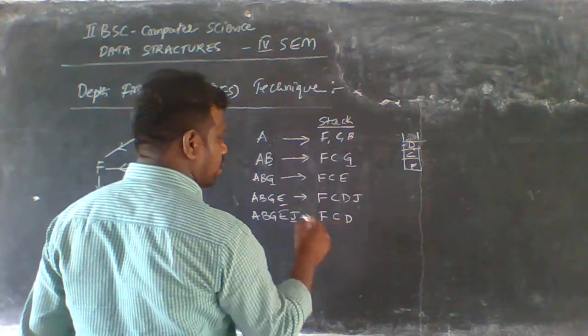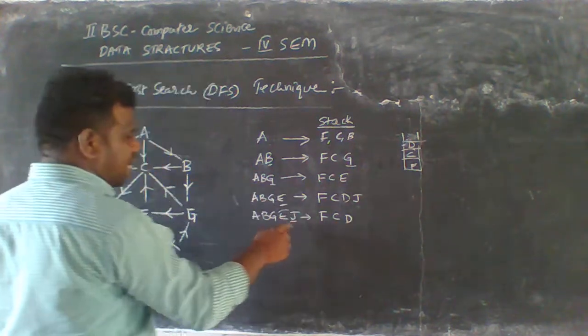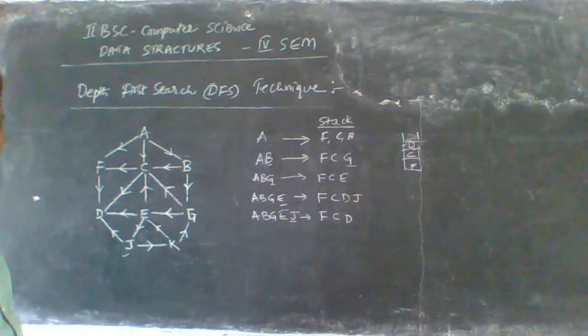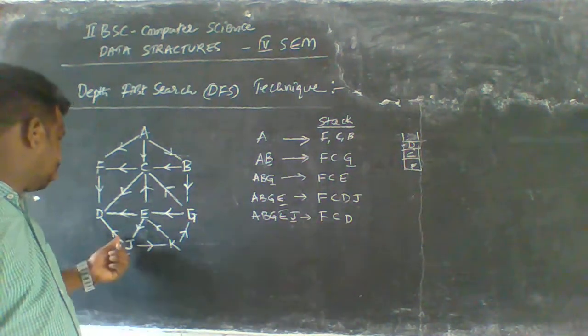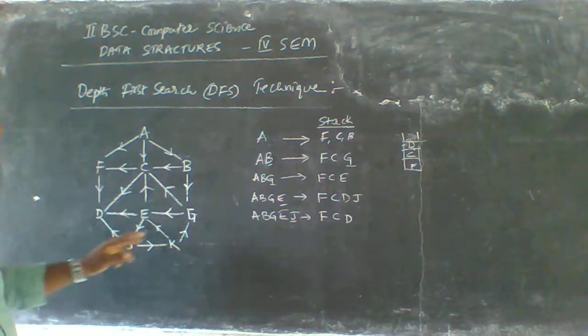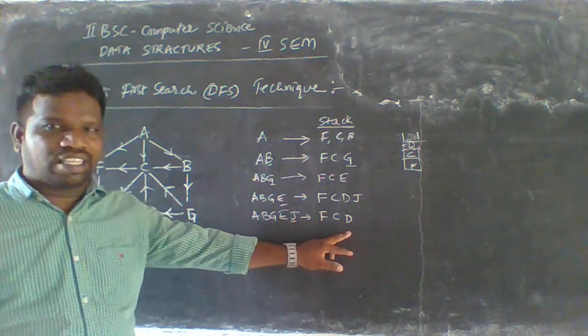C, D here. And now we are at J here. J's out degrees are D and K here. D is already listed, D is already listed, hence we should not take that element again.